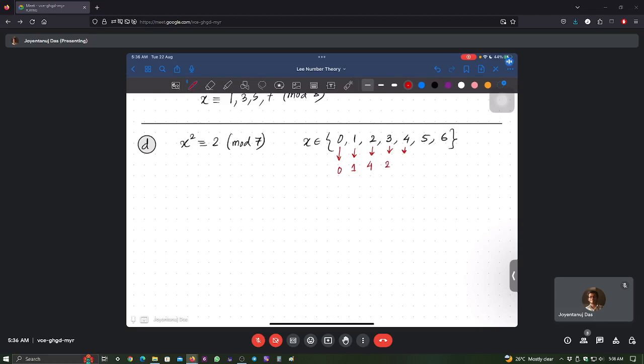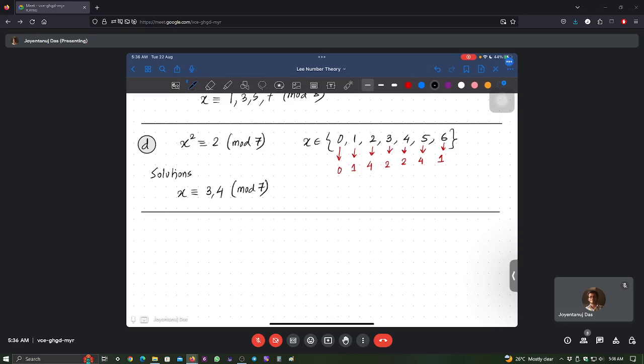4 square is 16. It is also 2, right? 5 square gives 4. 6 square gives 1, right? Okay, so the solutions are: x is congruent to either 3 or 4 modulo 7. Only 3 and 4.